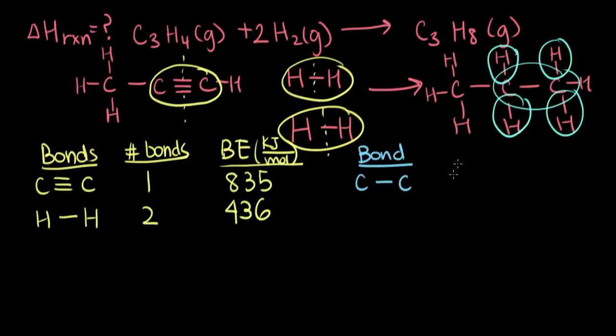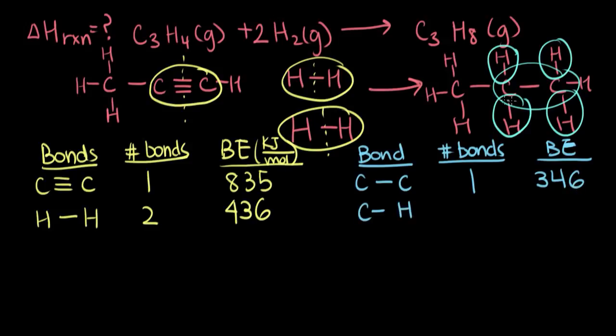And then next, if we look at the bonds that are formed, we have a carbon-carbon single bond, and we have 1 of those bonds forming, and the bond enthalpy for that, which is also in terms of kilojoules per mole, is 346. And last but not least, we have the carbon-hydrogen bonds that we're forming, and we have 4 of those. And each of those, the bond enthalpy is 413 kilojoules per mole.